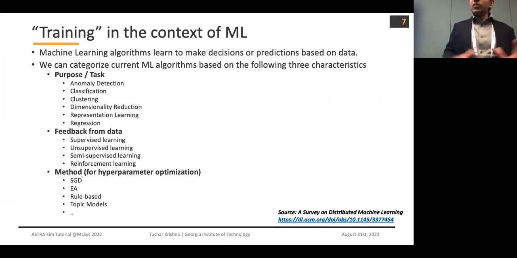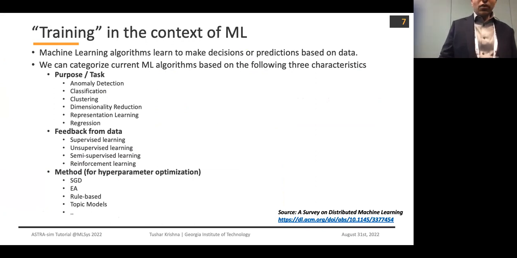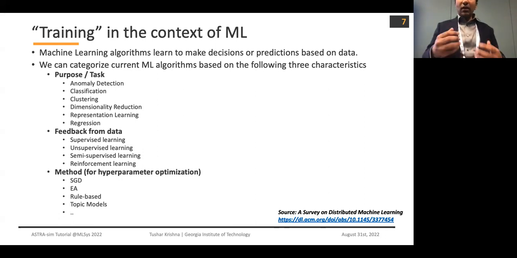Broadly, in the context of machine learning, the idea is that machine learning algorithms are trying to make decisions or predictions based on the data, right? At a high level, you could categorize current machine learning algorithms across the following axes. One is the purpose or task you're trying to do, whether it's anomaly detection, classification, clustering, reducing dimensionality, and so on. That's the task. And now you're feeding it a lot of data. How do you get feedback from data? Do you do it via labels?